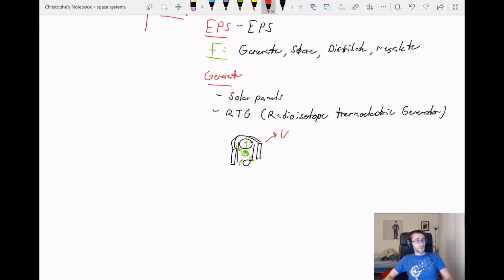So RTGs are most commonly used in deep space missions, so things like the Voyager missions, or probes to Saturn or Venus or Pluto. Because the farther away you get from the sun, the harder it is to generate electricity via your solar panels. But unfortunately, you kind of need power regardless of where you are. So RTGs are a great way of generating consistent power regardless of how much sunlight you get.